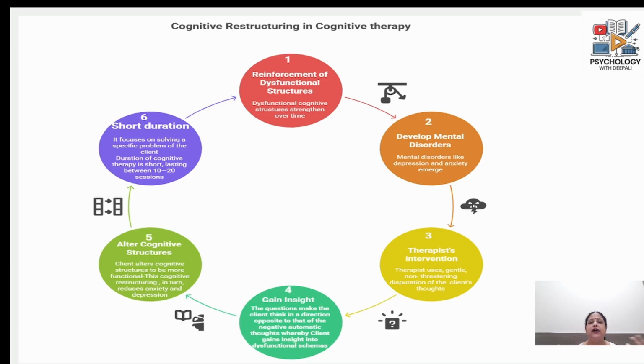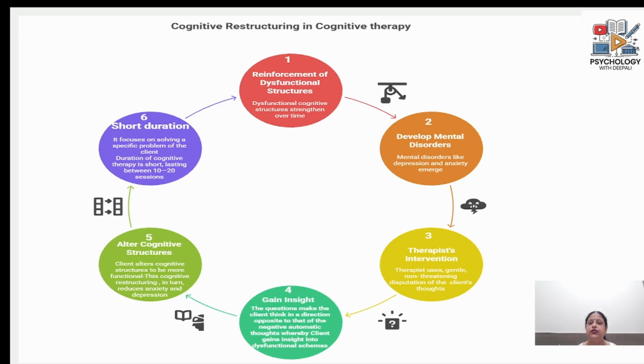Now, in cognitive therapy, therefore, cognitive restructuring is used to basically help reduce the distress of the person. So, first is reinforcement of dysfunctional structures, which is normally the reason for the problem. Over a period of time, these dysfunctional cognitive structures, including the core schemas, which are negative, the negative automatic thoughts, and of course, the cognitive distortions, all of these get strengthened over time in a person. And if they increase, then it may lead to certain emotional issues or mental health issues like anxiety or depression.